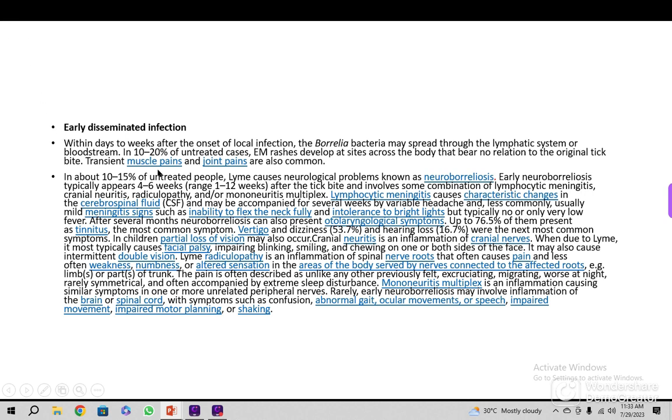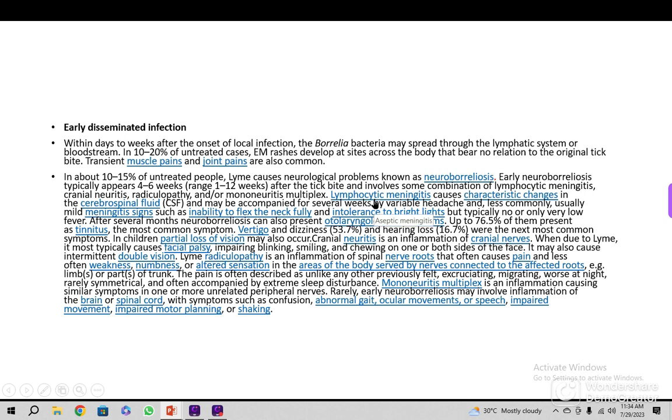Transient muscle pain, myalgia, and joint pains, arthralgia, are also common. And in about 10 to 15% of untreated people, Lyme disease causes neurological problems known as neuroborreliosis. Early neuroborreliosis typically appears about 1 to 12 weeks after the tick bite, and involves some combination of lymphocytic meningitis, cranial neuritis, radiculopathy, and the possibility of mononeuritis multiplex. That is neuroborreliosis.